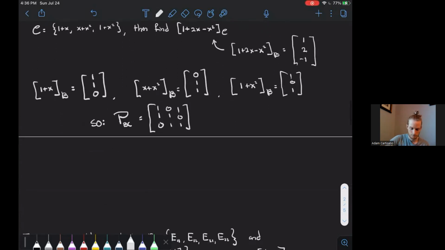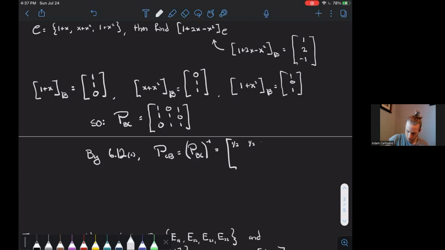Now by property 3, was that 6.12? By 6.12, like property C or whatever, I don't know. We can just write down P_CB as well. It's the inverse of P_BC. And since I'm not going to just compute that matrix inverse live, I'll just tell you what it is. It's 1/2, 1/2, negative 1/2, negative 1/2, 1/2, 1/2, 1/2, negative 1/2, 1/2.